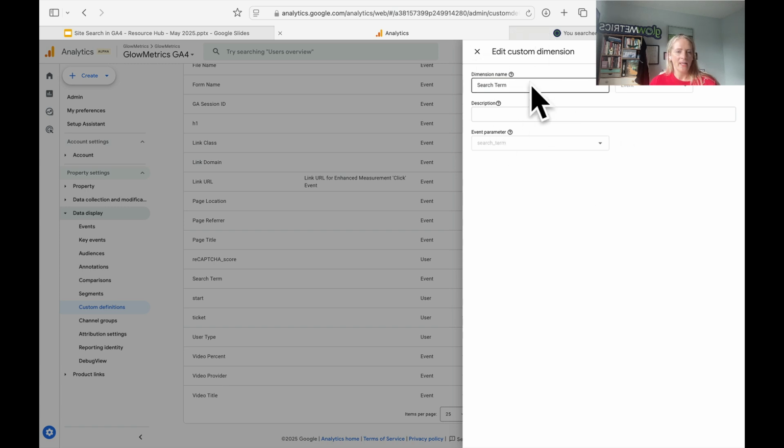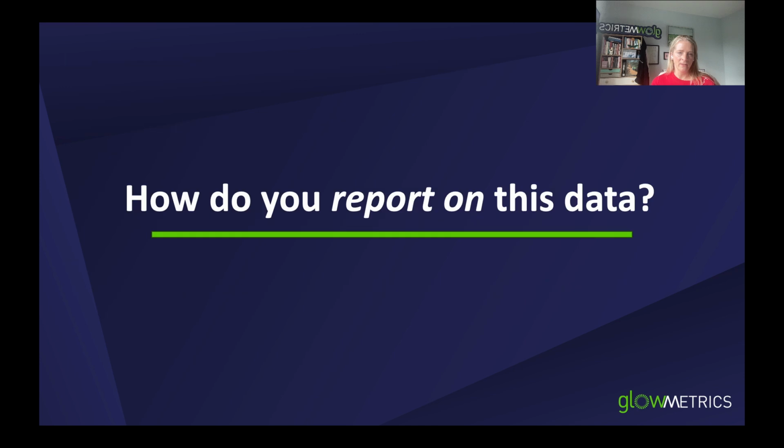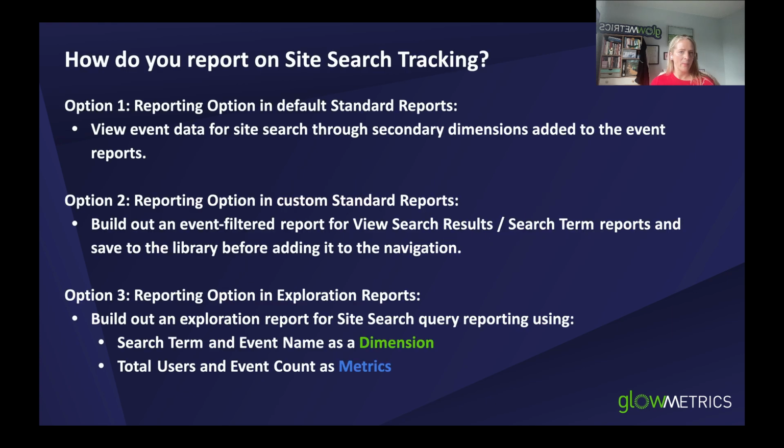So going back here, we've got a tick on step 3. So we've done all the kind of admin element and setup element to it. The next stage is how are we going to visualize this data? So we've done all of those 3 steps. There are a couple of ways in which you can view site search reporting, and we're going to look at 3 different options here. One is view this data in standard reports using a secondary dimension.